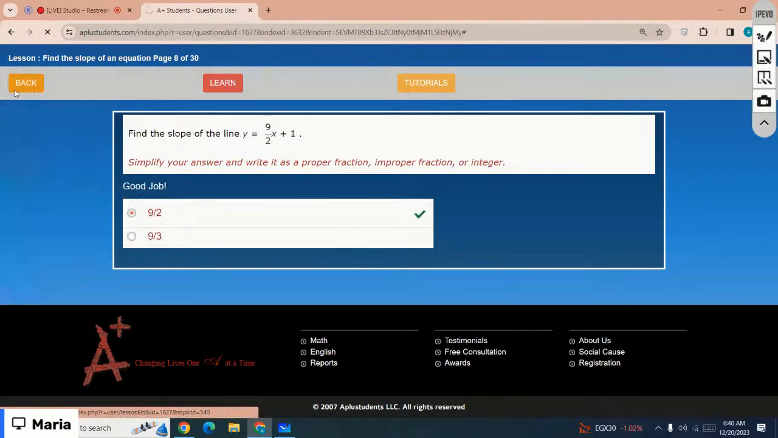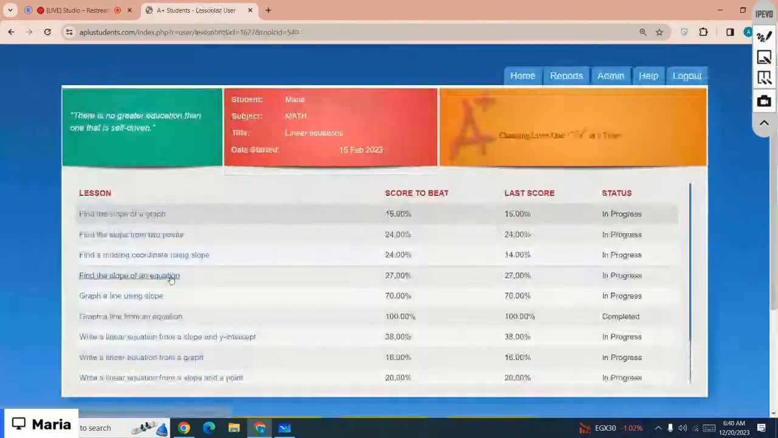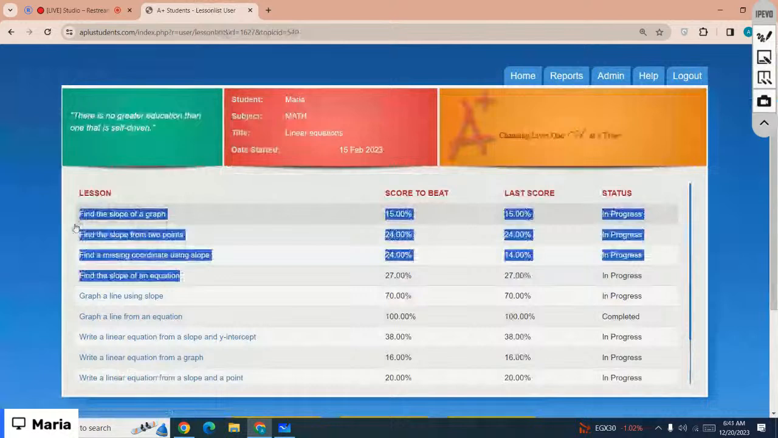So we were working on grade 8 math. The chapter we were working on is linear equations, and the lessons we have covered today are find the slope of a graph, find the slope from 2 points, find a missing coordinate using slope, and find the slope of an equation, right? So please make sure before the next session you complete all the practice questions for the lessons we did today. That is your homework until the next session, right?